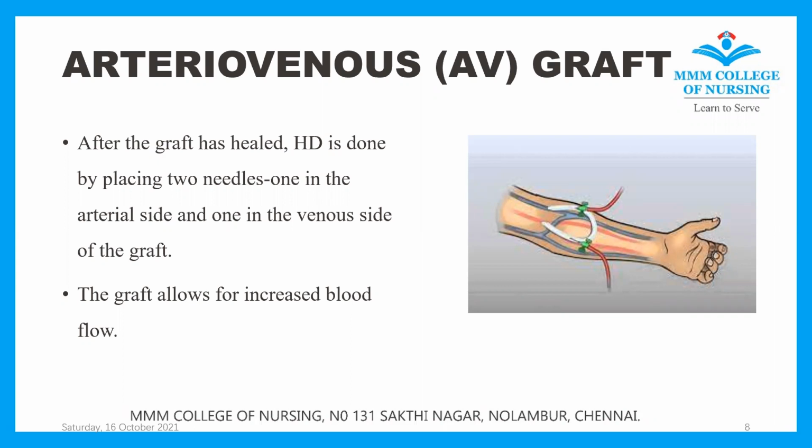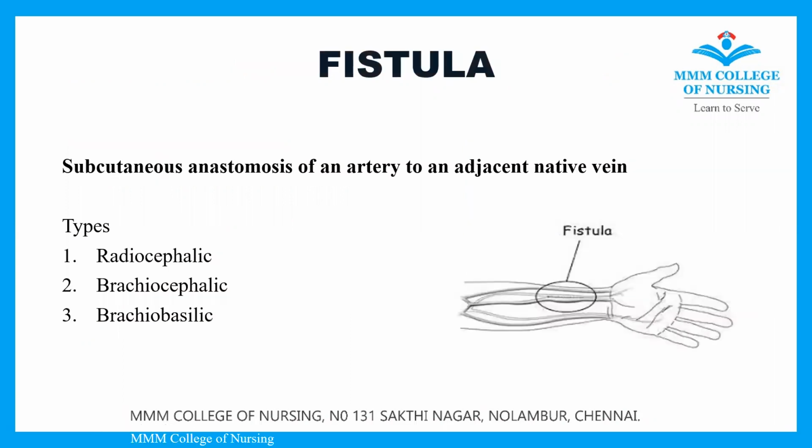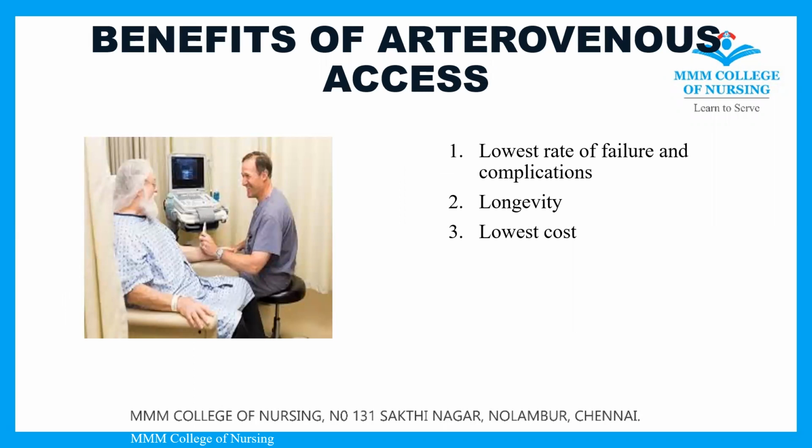That is an advantage. Next, we'll see about the fistula, which is very commonly used for hemodialysis, a common access. So how is it performed? It is performed by subcutaneous anastomosis of an artery to an adjacent native vein. It can be performed between radiocephalic, brachiocephalic, or brachiobasilic vein. So why this access? What's the benefit? It has the lowest rate of failure and complication, high longevity, and lowest cost.